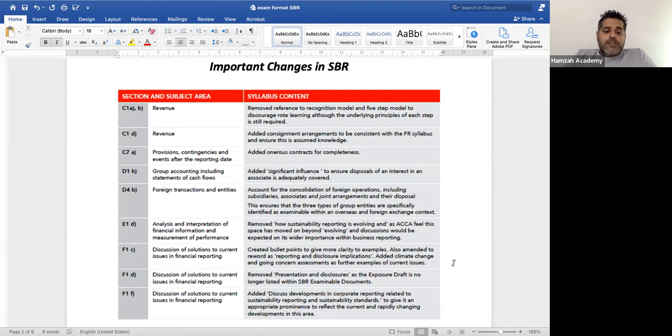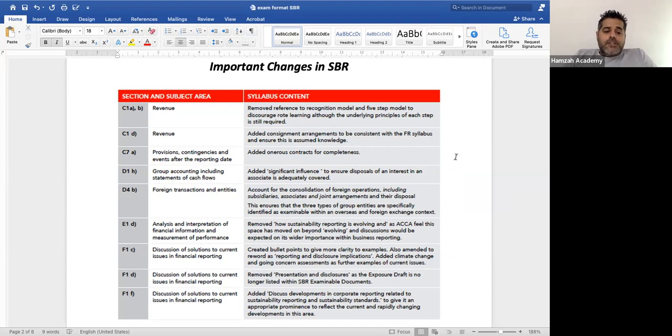So the first one is basically the revenue standard. And talking about this revenue standard, if you have studied it before, there are 5 steps which we have to consider as far as the recognition of the revenue is concerned. We are going to revise this standard as well.